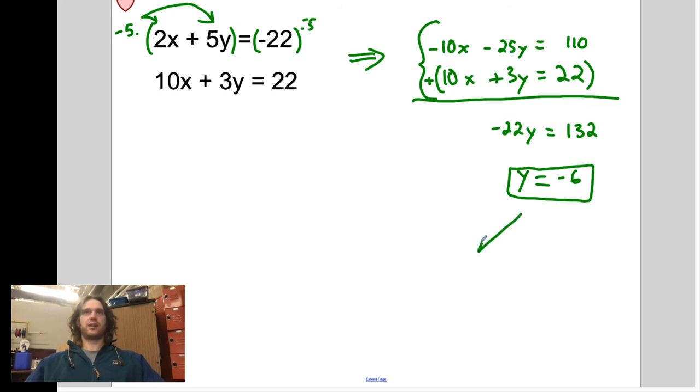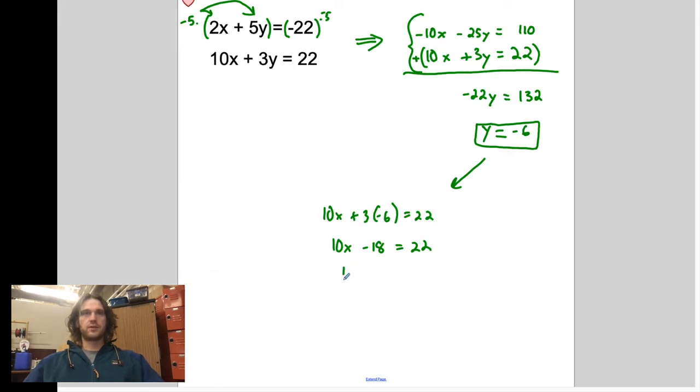All right, so let's plug -6 into the bottom, I guess. 10x plus 3 times -6 equals 22. 10x minus 18 equals 22. So 10x equals, add 18 to both sides, 10x equals 40, and x equals 4. So where do our two lines cross? 4, comma, -6.